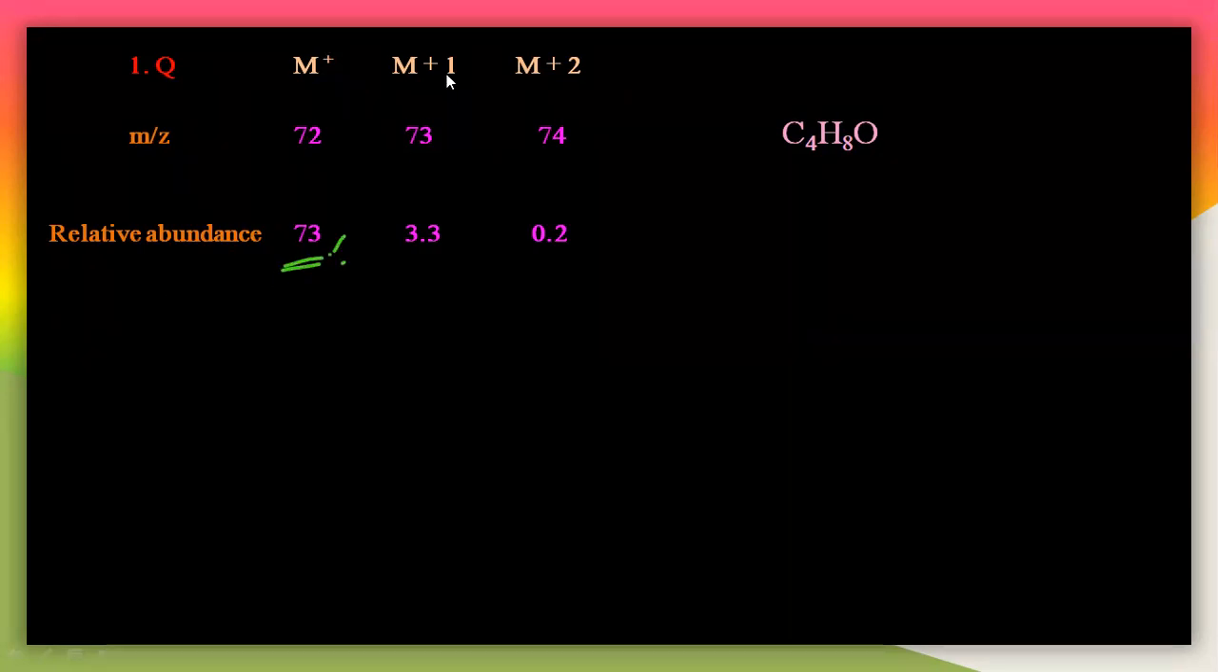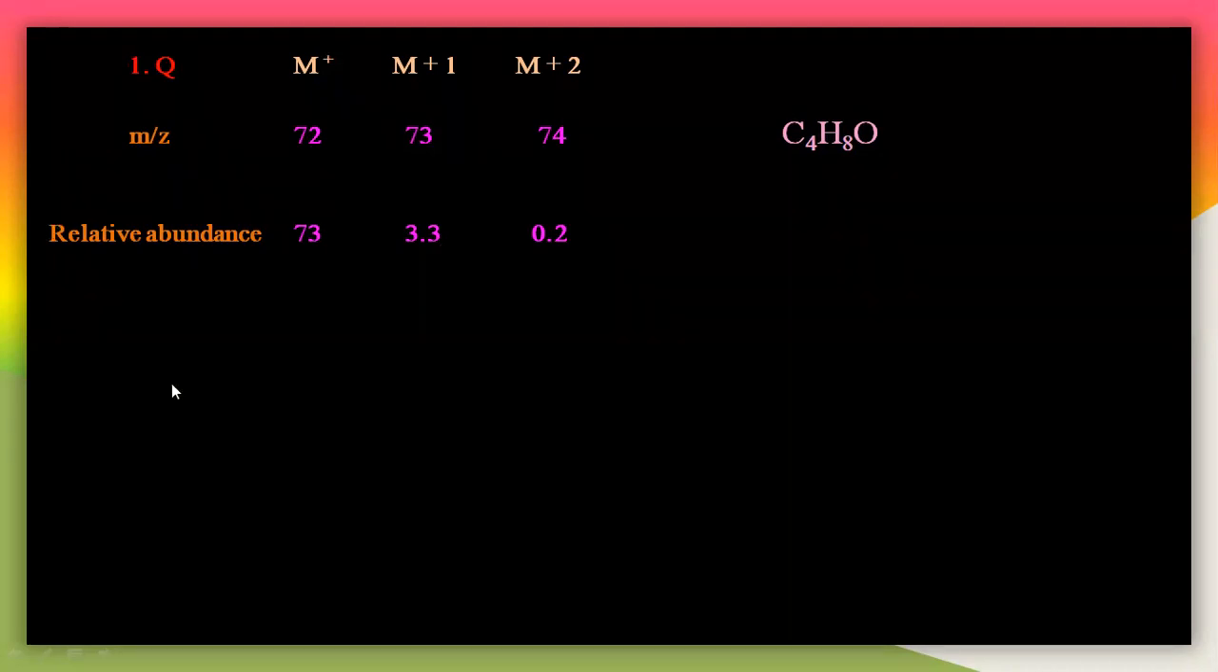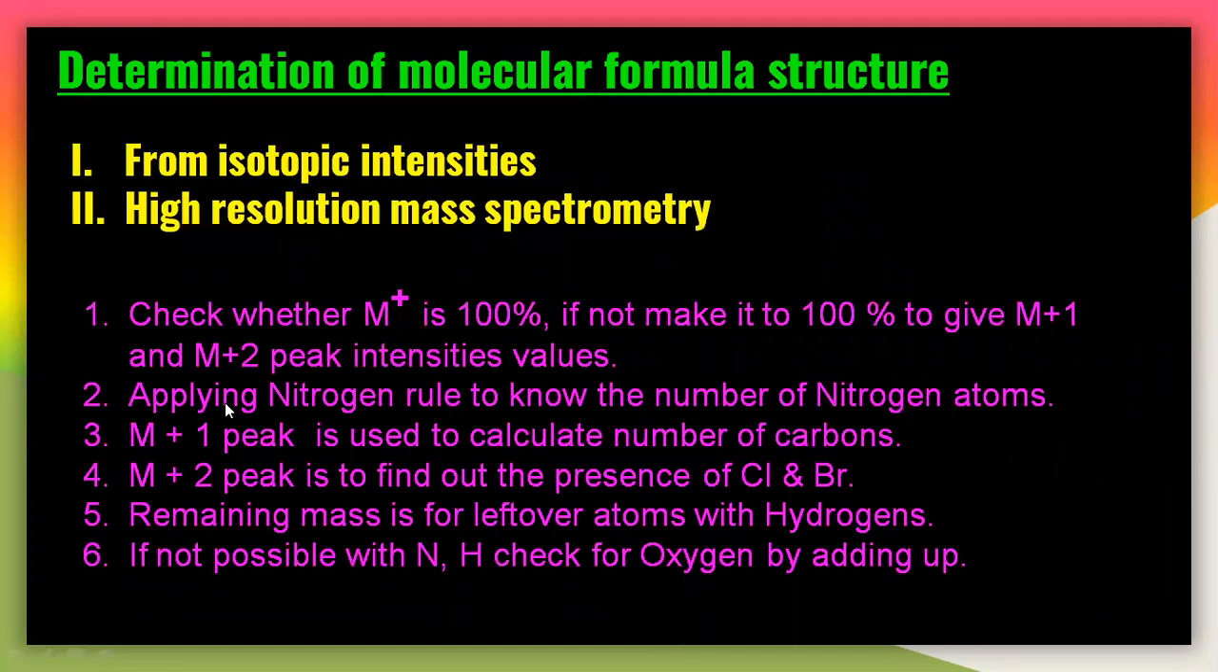So let us see the rules to find out this particular structure. In this particular question, M, M+1 and M+2 are given, and we have to find out the molecular formula and also the structure. So let us understand by using the rules. What are the rules here? First, check whether M+ is 100%. If not, make it 100% and scale the M+1 and M+2 peak intensities accordingly. So first, you have to check whether M+ is 100%.